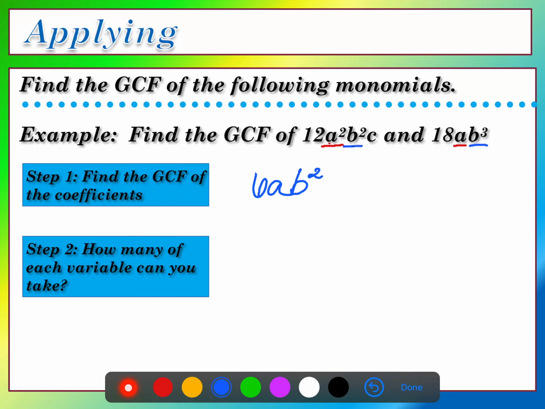All right, and could we take a c? We could not, because 18ab to the third does not have any to give. They don't have that in common. So that is my GCF. Those are the only factors that I could take out of each expression.